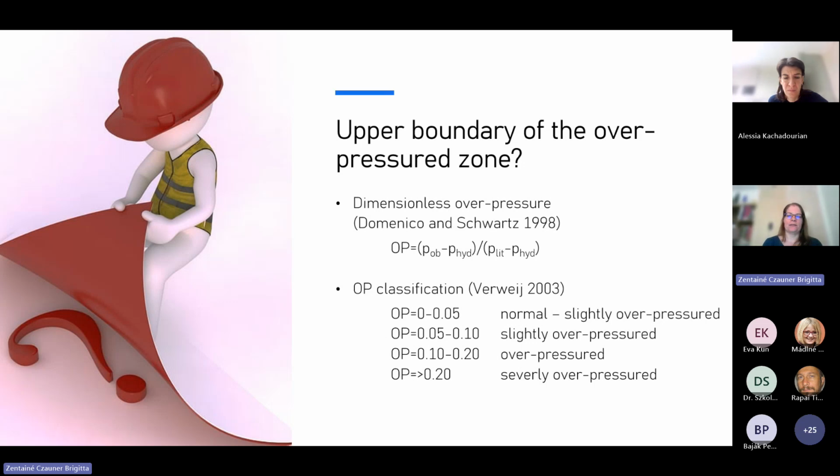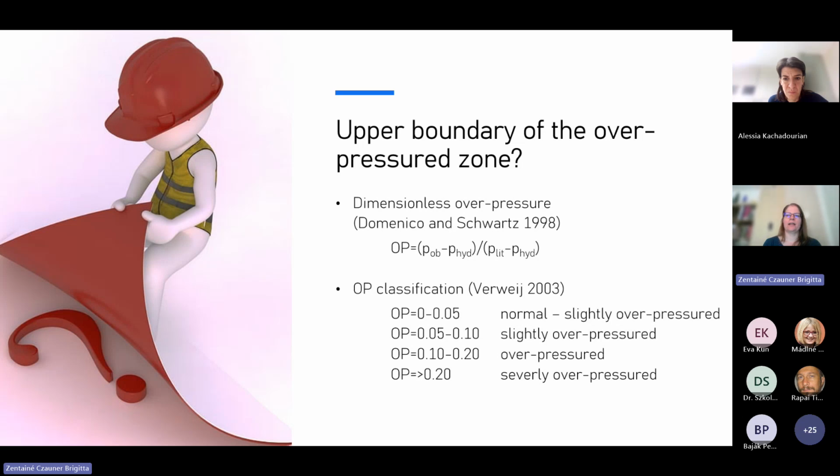Later, Haneke and Fervey classified these overpressure values and set up categories from normal through slightly to over and severely overpressured systems. Now, in our case, generally, it's usually not easy to define the hydrostatic, normal or nominal pressure at a given depth. A lot of questions can arise regarding, for instance, the water density, or the presence of other fluids, such as hydrocarbons.